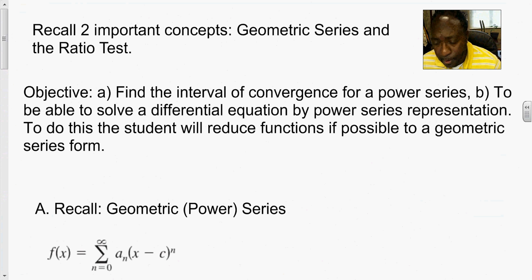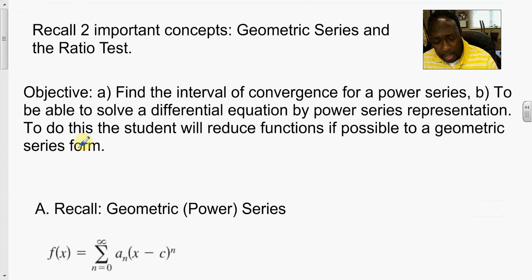Recall two things from earlier in this chapter. One, the geometric series, and secondly, the ratio test. The objective is to find the interval of convergence for a power series. Secondly, to be able to solve a differential equation by power series representation. But here we're not going to solve a differential equation. What we will do is determine the so-called interval of convergence. I save the differential equation part for the differential equations course.